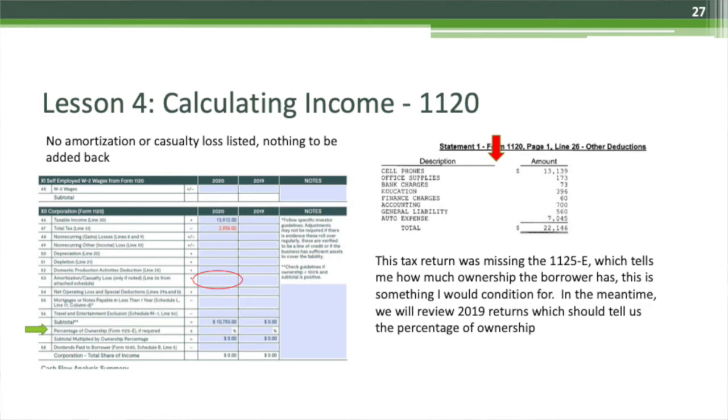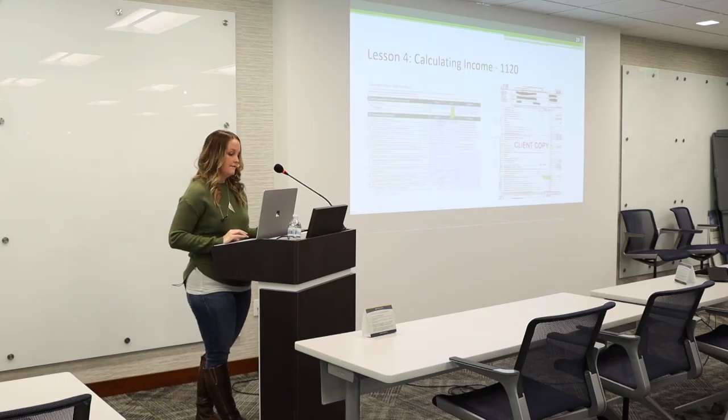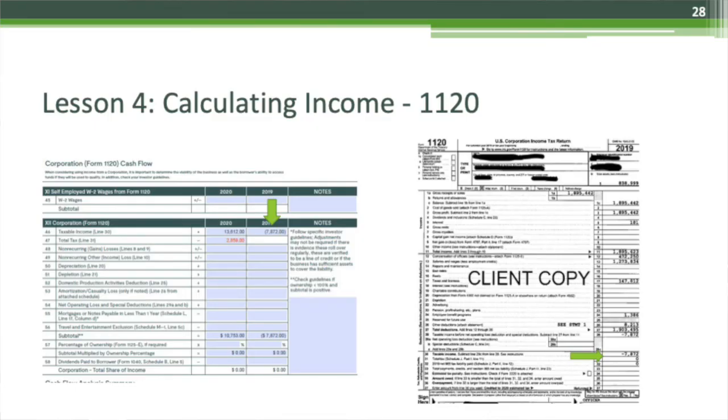Now, with a corporation, they have to have that Form 1125-E, which tells you how many people own the business. This one didn't have it, so I conditioned for that for this specific file. But since we're doing 2 years, we can go to 2019 and see if they have it to give us an estimation of what his percentage of ownership would be while we're waiting for the borrower to give us what we need. So this one is 2019.